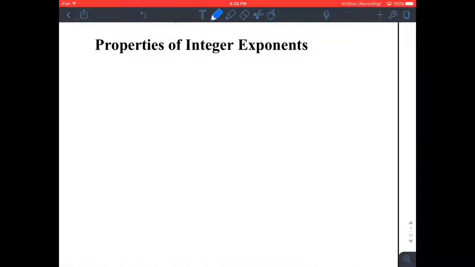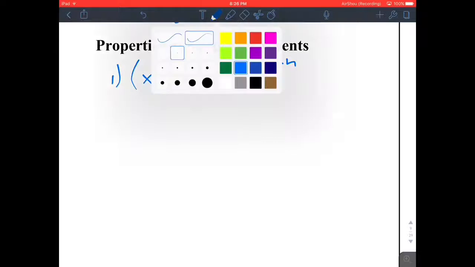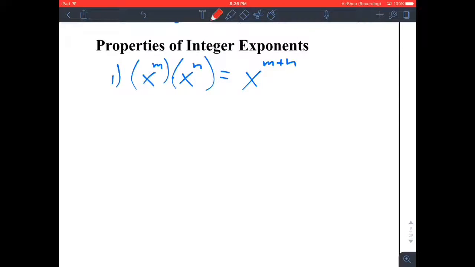Properties of integer exponents. So there's a lot of information that's involved in this. Let me tell you what these properties are. One property is that if you multiply two numbers with the same base, you add the exponents. Example, let's say that we had x to the 5th times x squared. That would be the same as x to the 7th. Add the exponents.